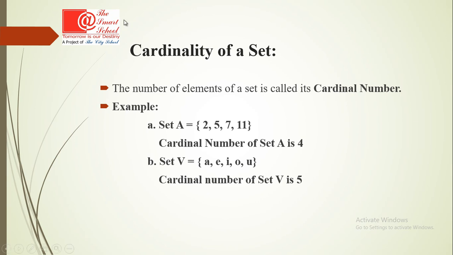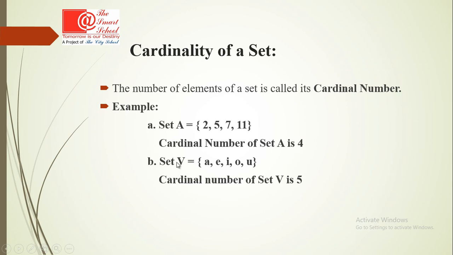Now, cardinality of set. Cardinality is actually when we find cardinal numbers, and the number of elements of a set is called its cardinal number. Like for example, set A has 2, 5, 7 and 11 as its elements. If we count these numbers, these are 1, 2, 3 and 4. So the cardinal number of set A is 4.